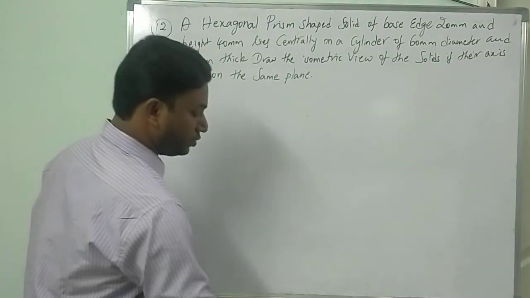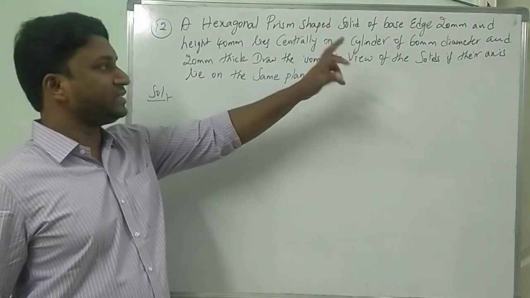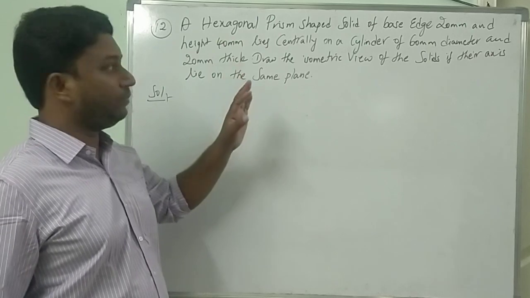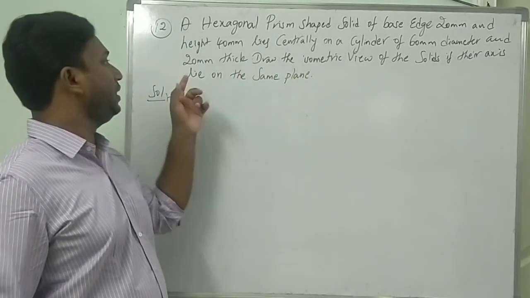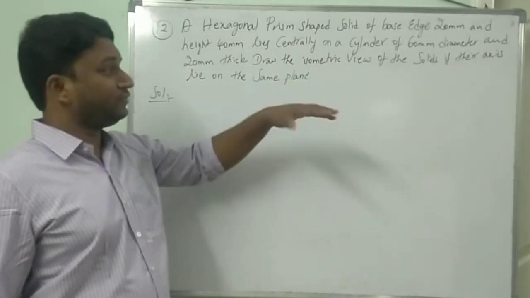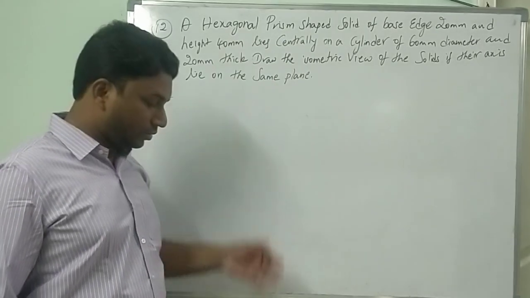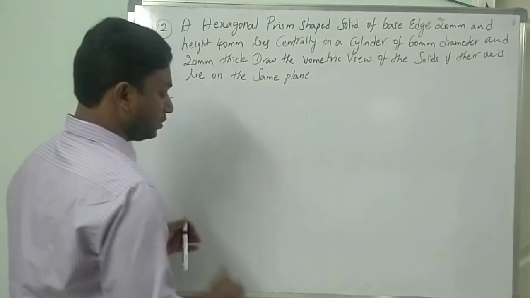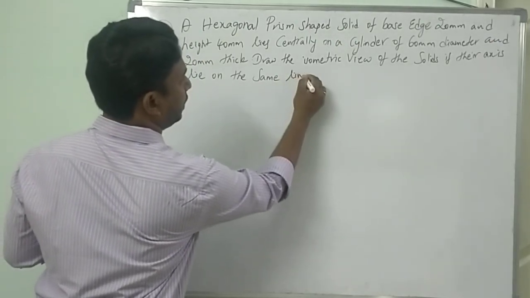First of all, going to the question: a hexagonal prism shaped solid of base edge 20 mm and height 40 mm lies centrally on a cylinder of 60 mm diameter and 20 mm thick. Draw the isometric view of the solids if their axes lie on the same line.